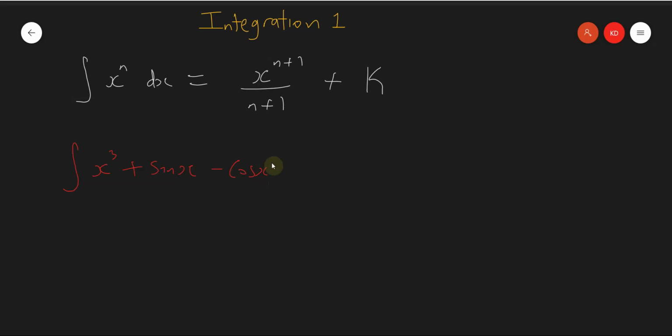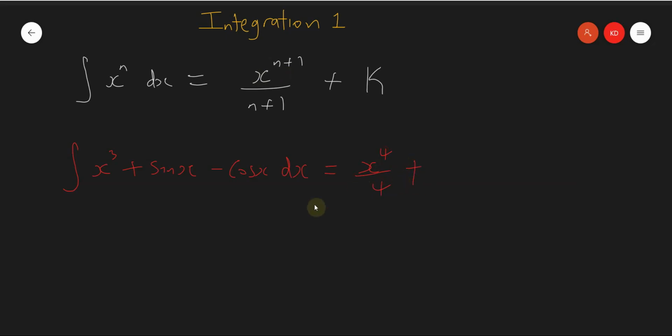Good. Now with respect to x, and if you can recall, we simply integrate each term. So if we integrate x cubed, then that's x to the 4th, based on this formula up here, over 4.